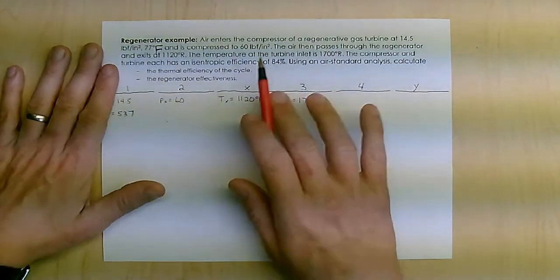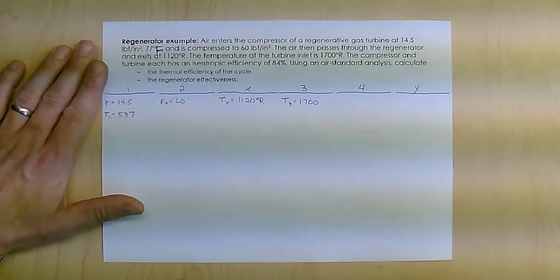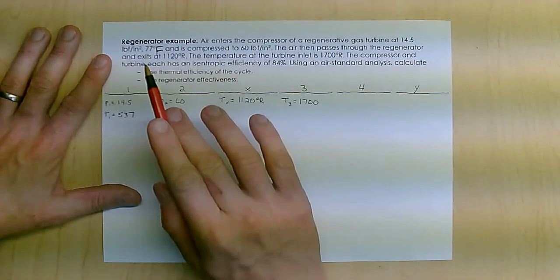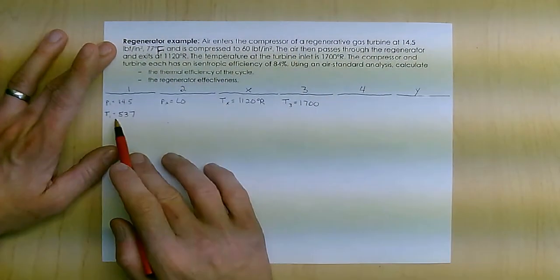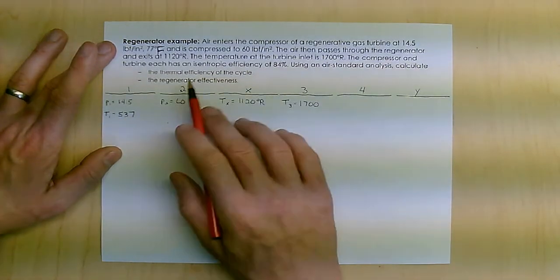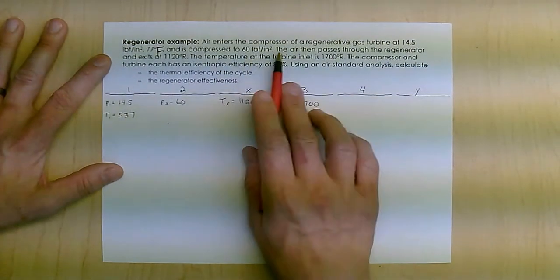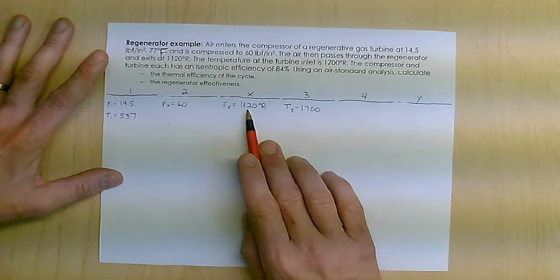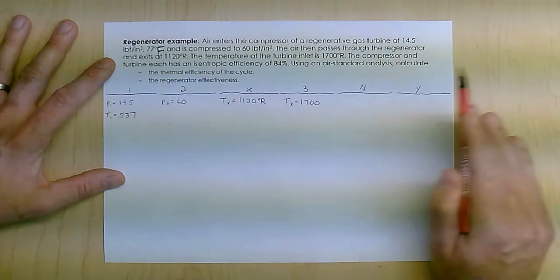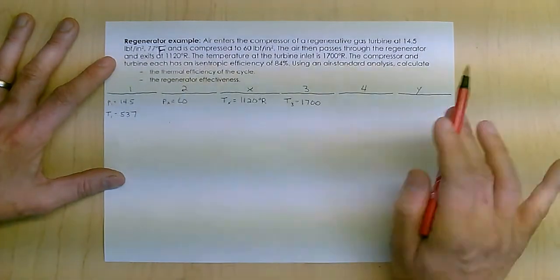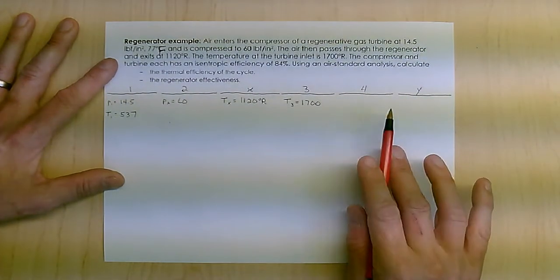Okay, we're looking at a Brayton cycle with a regenerator on it. Air enters at 77 degrees Fahrenheit, which is 537 Rankine. It's compressed to 60 pounds, goes through the regenerator, comes out at 1120 Rankine, and goes into the turbine at 1700. Both the turbine and the compressor have an isentropic efficiency of 84%.